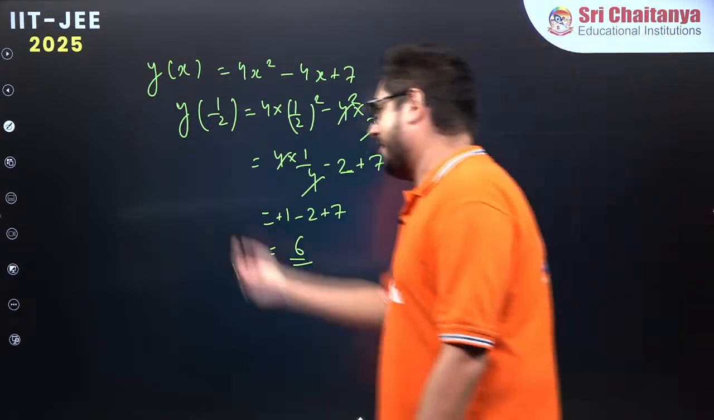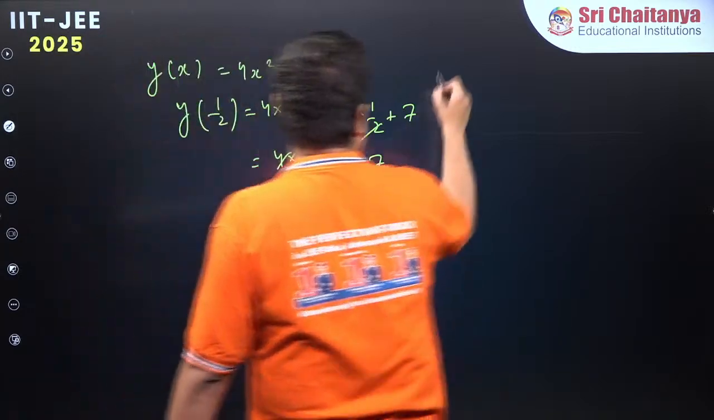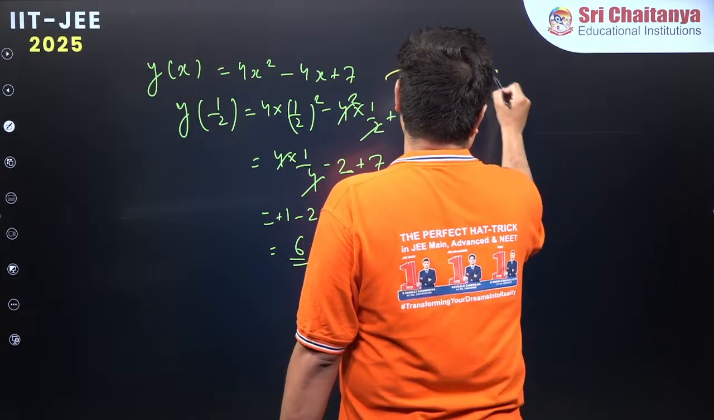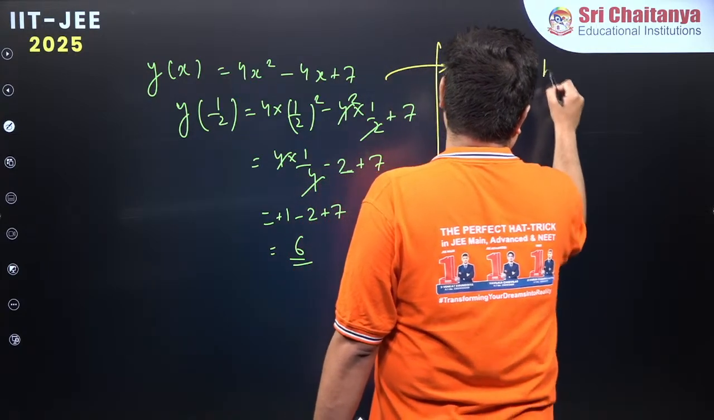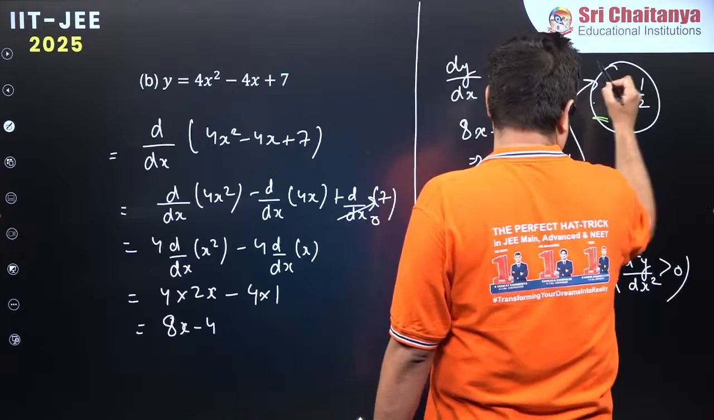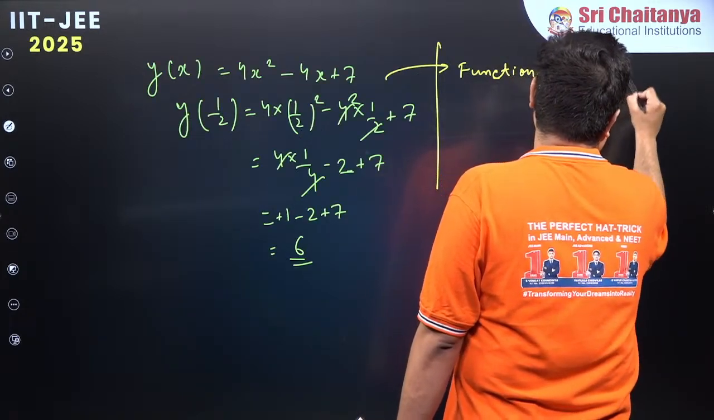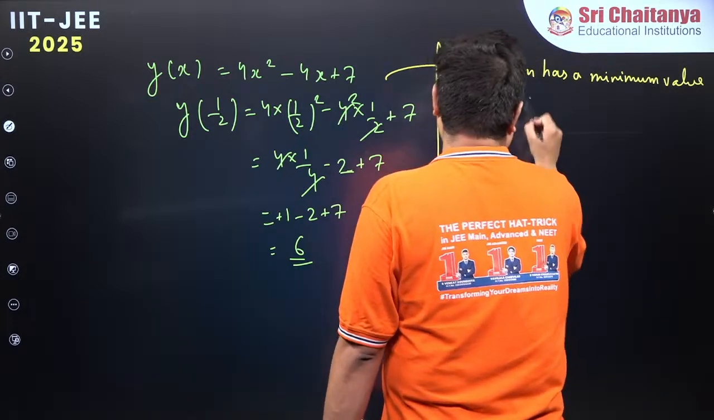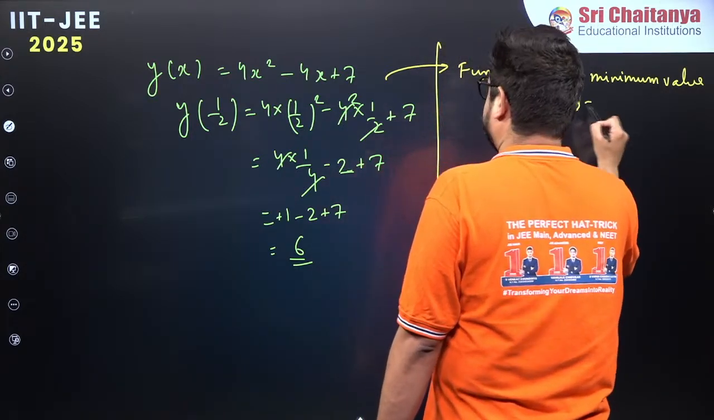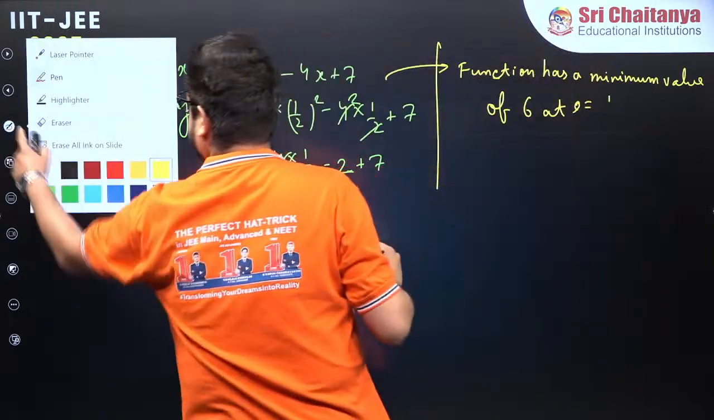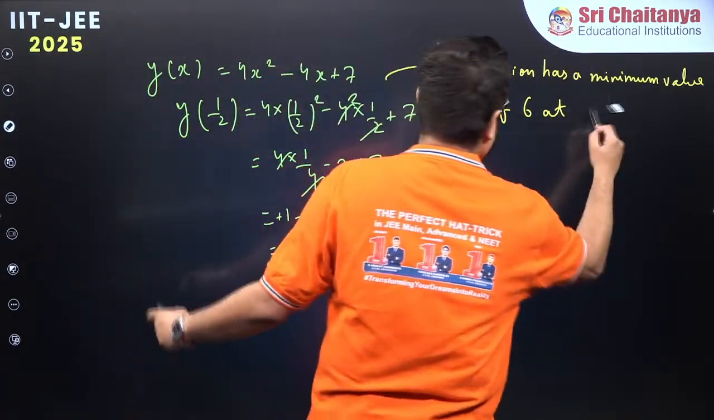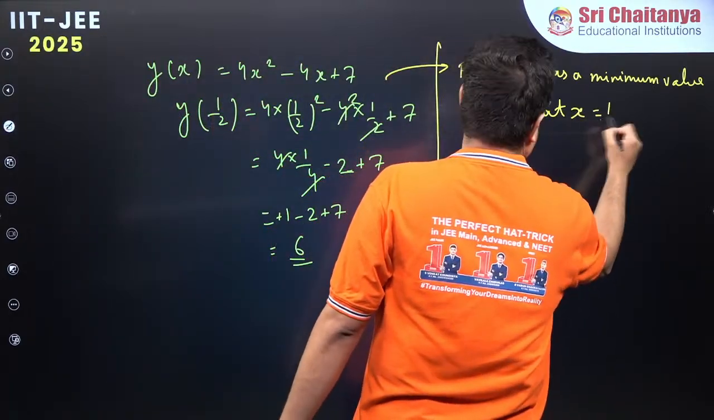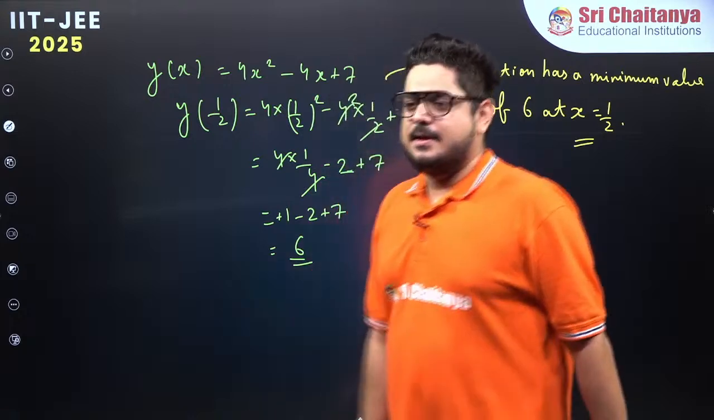Okay, so let's write down the statement. What is going to be the statement? The statement states that this function has a minimum value of 6 at x equals half. Okay. Clear everyone?